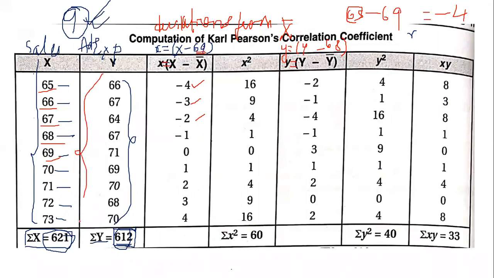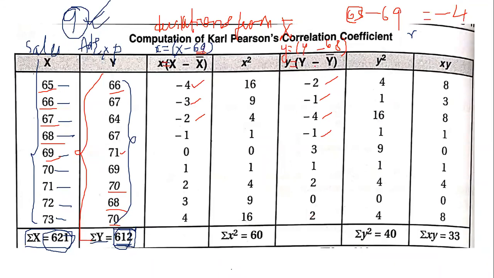So now consider this part. 66 minus 68 is minus 2. 67 minus 68 is minus 1. 64 minus 68 is minus 4. 67 minus 68 is minus 1. Like this, each and every term you are supposed to calculate. So this will be 71 minus 68 is plus 3. 69 minus 68 is 1. 70 minus 68 is 2. 68 minus 68 is 0. 70 minus 68 is 2.